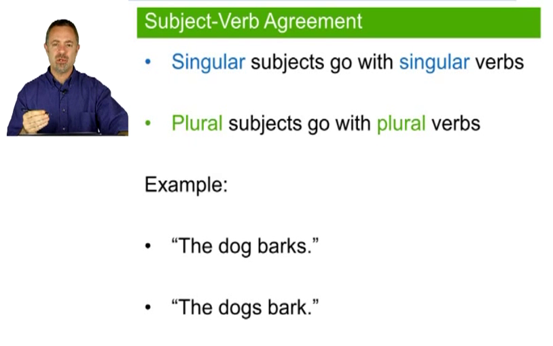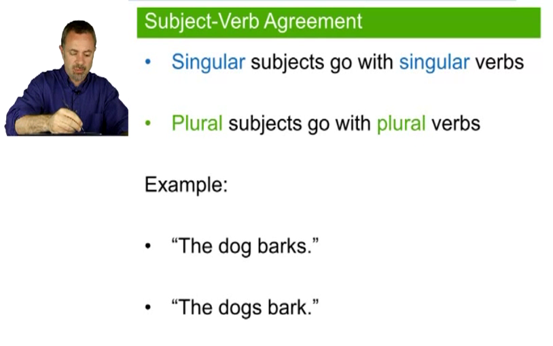What you need to know is that when you have singular subjects, those go with singular verbs, and plural subjects go with plural verbs. So a super basic example, the dog barks. In this particular situation, of course, our subject is the dog, which is singular, barks, singular. The second one, the dogs bark, that's plural, so of course the verb bark would have to be plural as well.